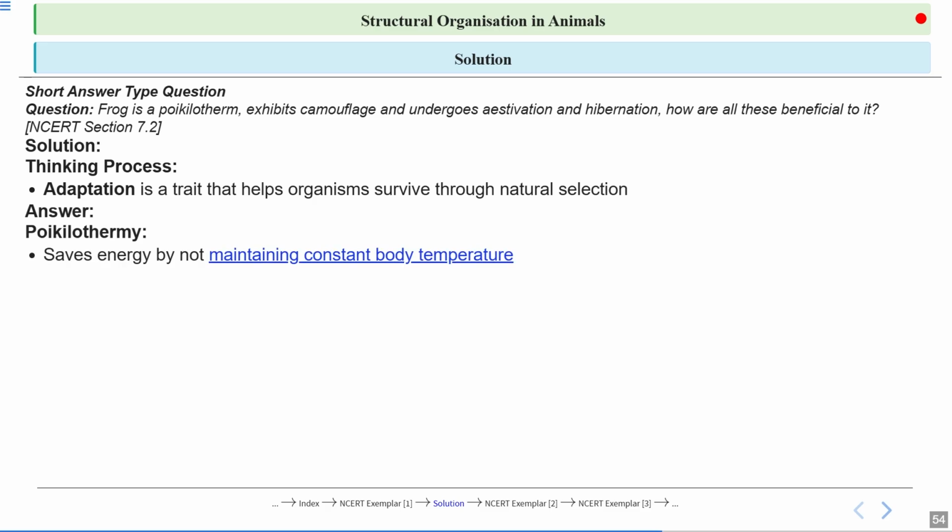Poikilothermy saves energy by not maintaining a constant body temperature. Being a poikilotherm, it can save energy at the time of hibernation and estivation. What happens? They reduce their metabolic activity and it saves their energy. Why waste energy to maintain body temperature? They do not do that. They go to sleep. In this way, they are not involved in maintaining a constant body temperature.